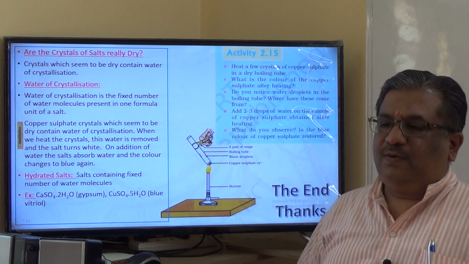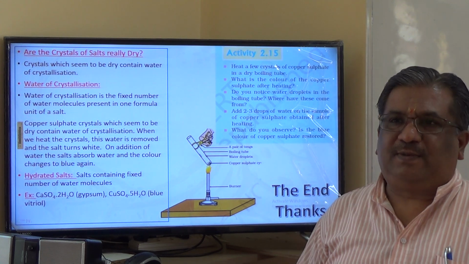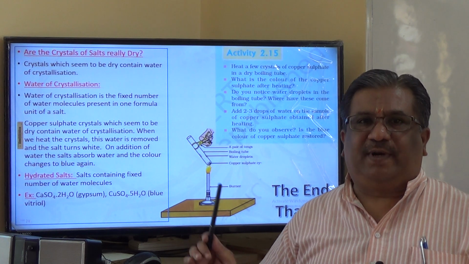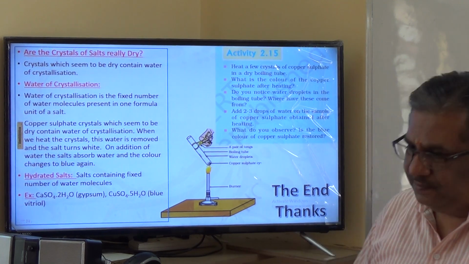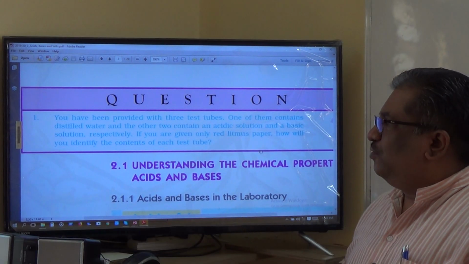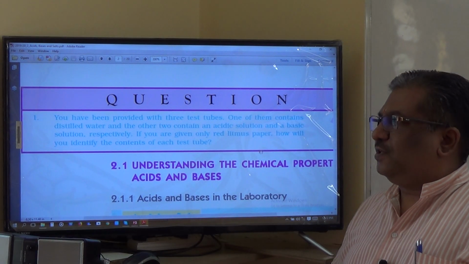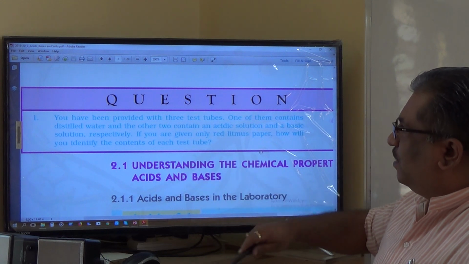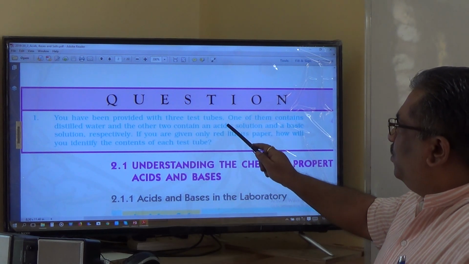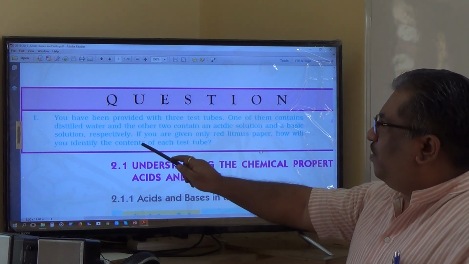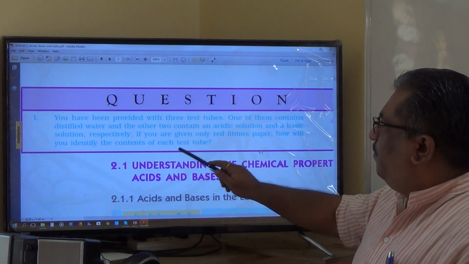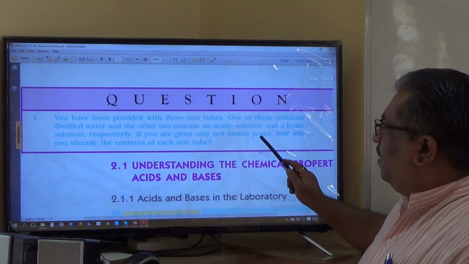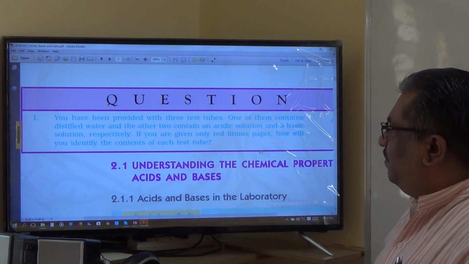Now let us go through the question answers of the textbook. In-text and exercise questions we'll solve now, and then I'll take you through the exemplar questions. The first in-text question: you have been provided with 3 test tubes. One of them contains distilled water, the other 2 contain an acid and a base. If you are given only red litmus paper, how will you identify the contents of the test tubes?